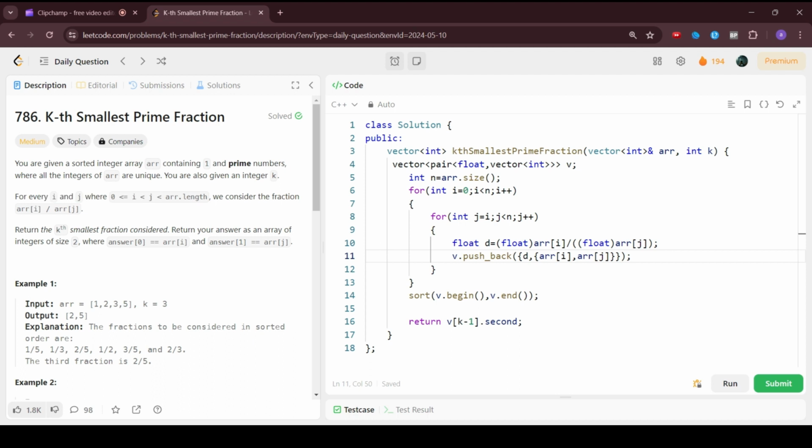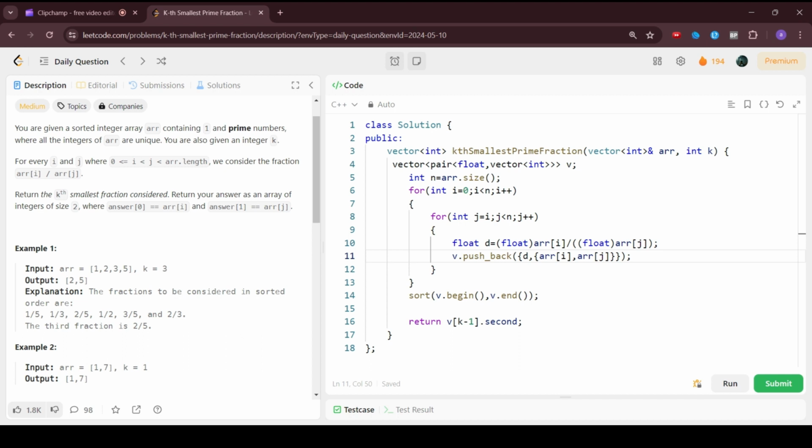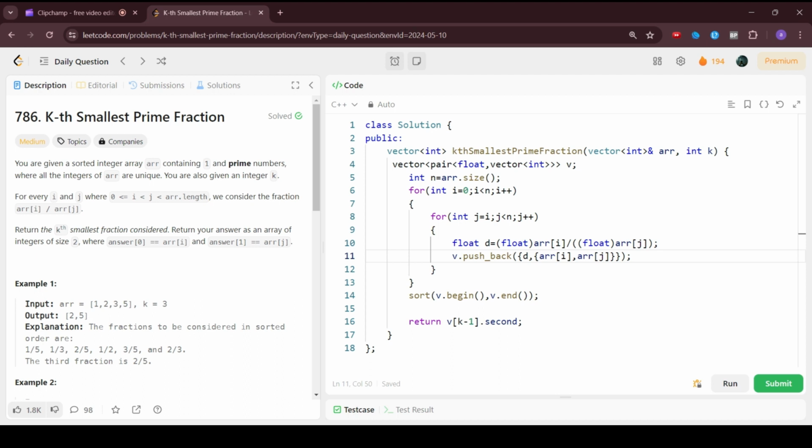need to consider the fraction where array of i divided by array of j is the fraction. We should consider all the fractions which can be built from i and j, which are the indexes of this particular array, and then we need to return the kth smallest fraction which can be built by taking these two things: one is i and one is j.